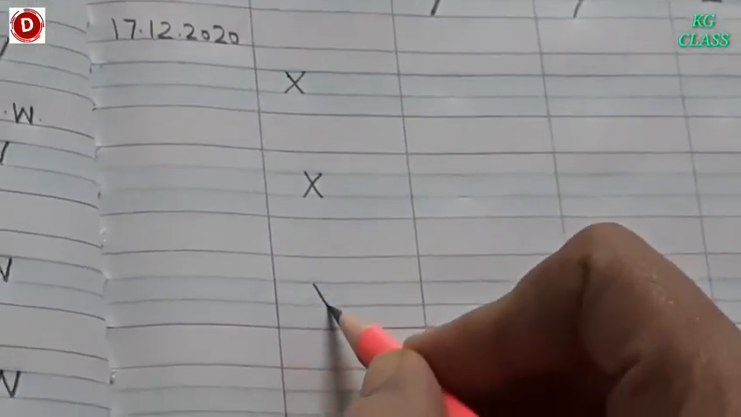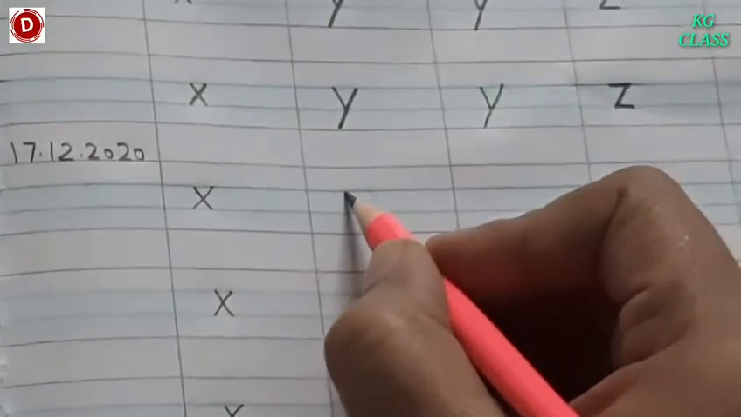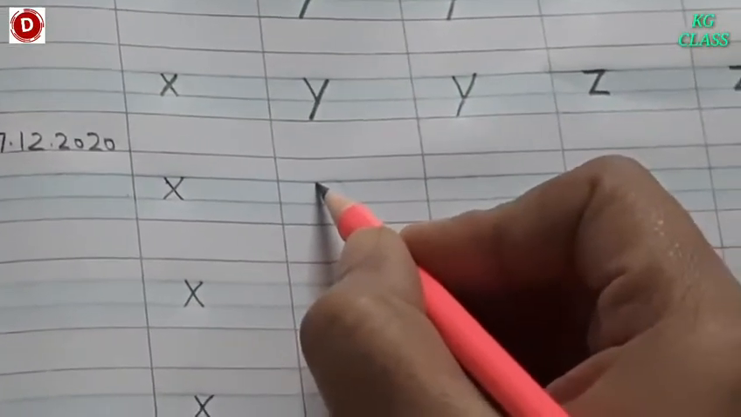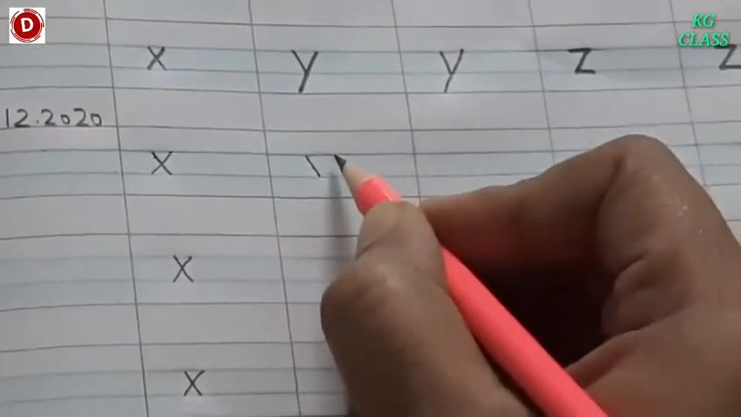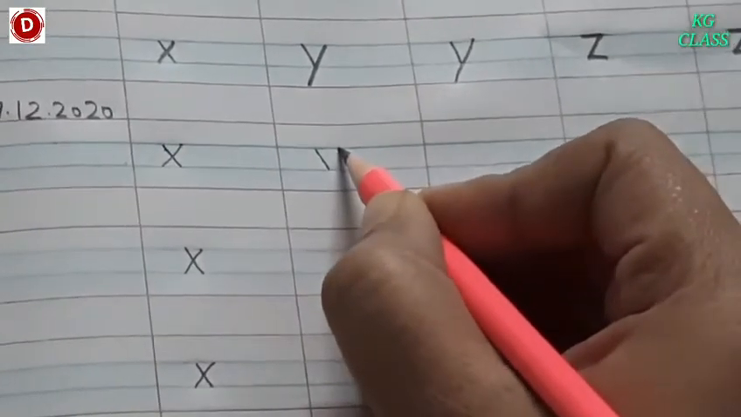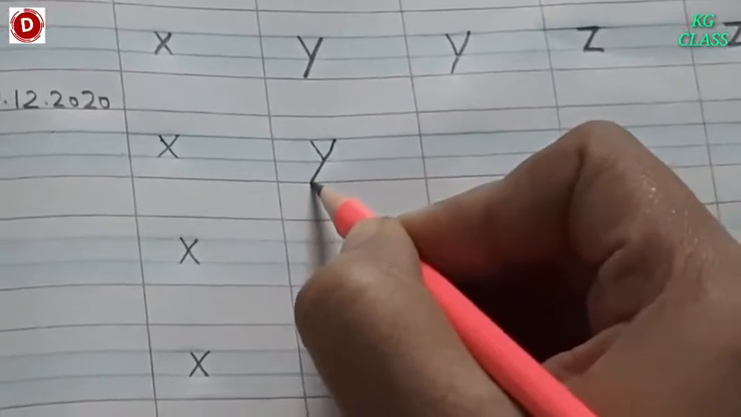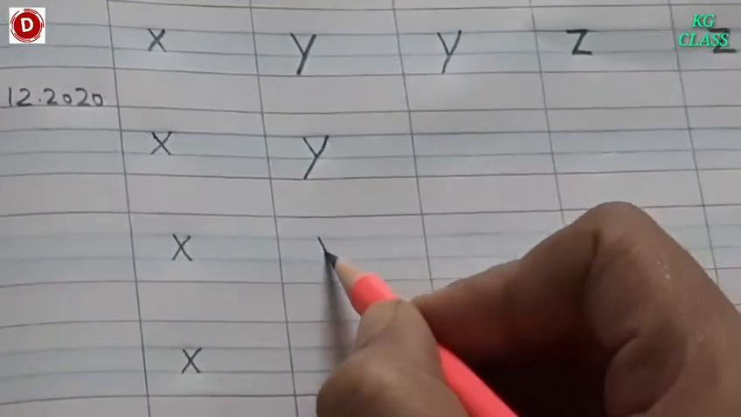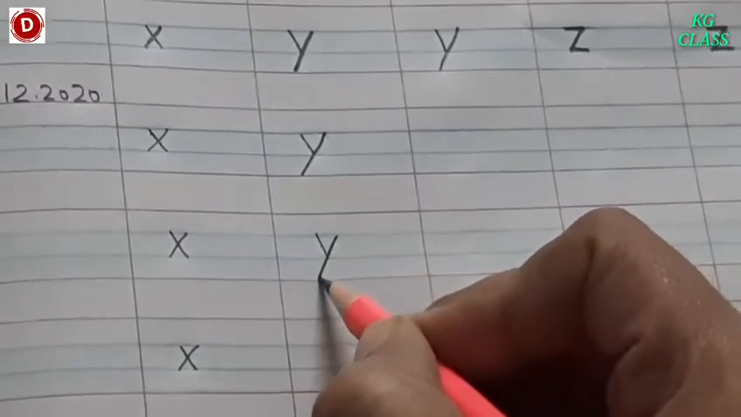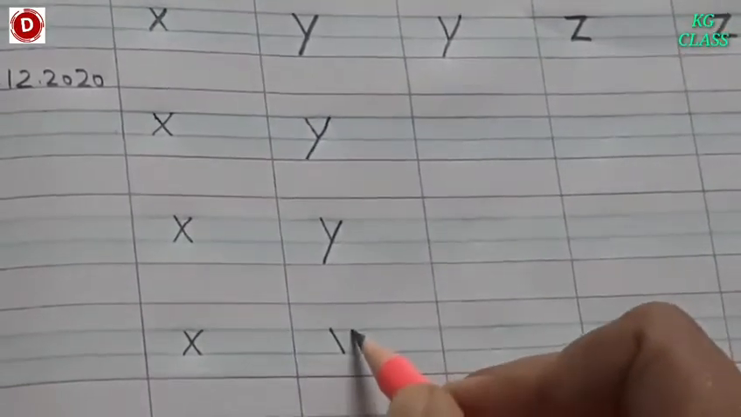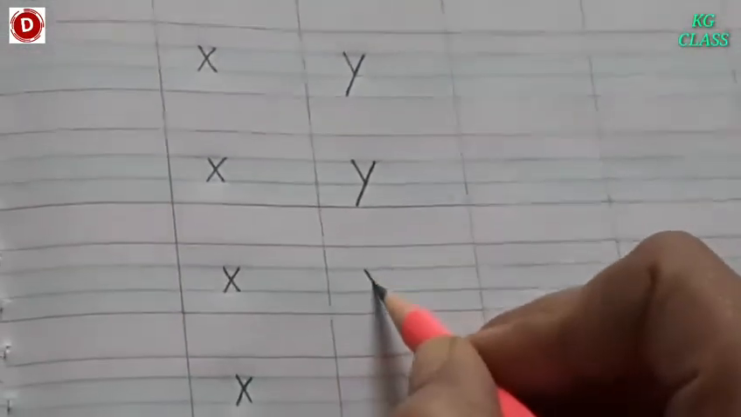In the remaining five lines, you have to write X like this. Now, in the second block, we will write Y. From the first blue line, you have to make a slanting line. And then, from here, you have to again make an opposite slanting line a bit longer till red line, like this. So, this is small Y. Write like this.